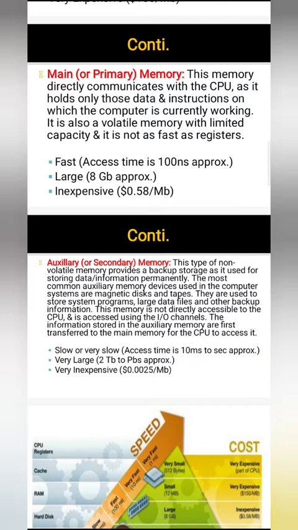They are used to store system programs, large data files, and other important backup information. Now, this memory is not directly accessible to the CPU and it is accessed using I/O channels. So, the information stored in the auxiliary memory is first transferred to the main memory for the CPU to access it. A processor cannot read a piece of information directly from this auxiliary memory. Whatever data a processor demands will have to be loaded from your auxiliary memory into the main memory, and from main memory the processor is going to read or access the data.